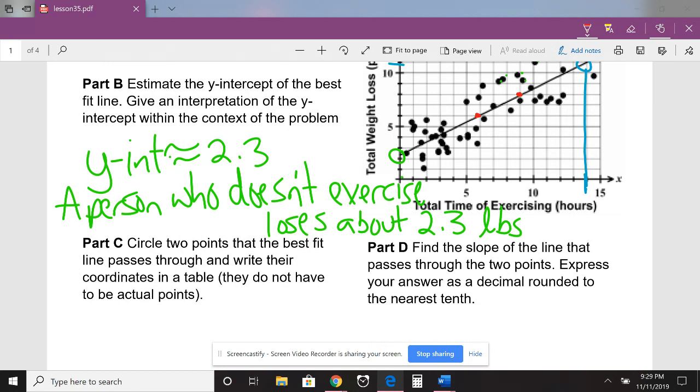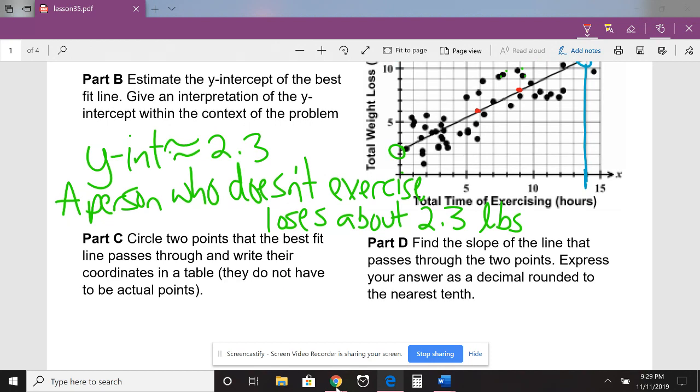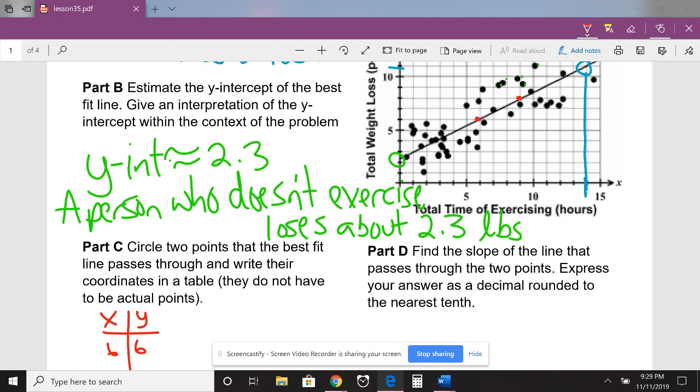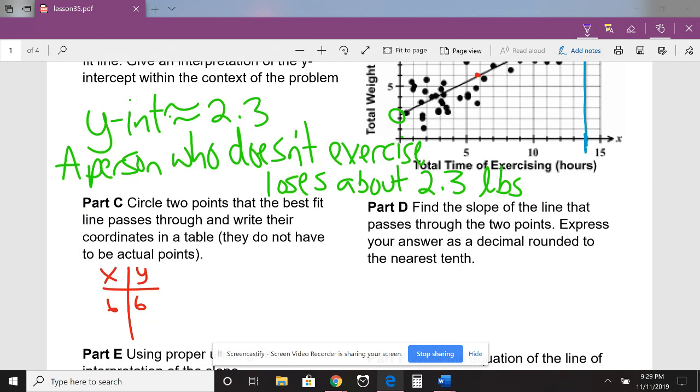All right, so what are those points? Those points are 6, 6, and then I would say this point right here is about 9, 8. All right, so those 2 points are in the table.